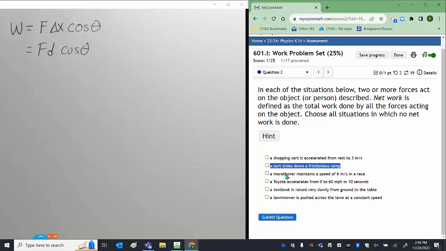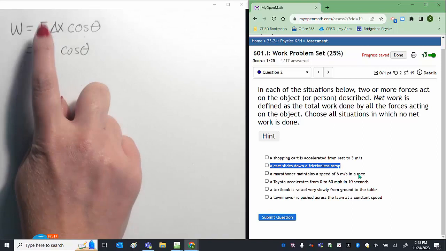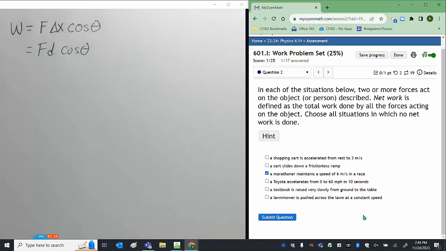The next one says a marathoner maintains a speed of 6 meters per second in a race. If you have constant speed, then you're going to have a net force of 0. And if you have a net force of 0, according to this equation, if this is F net, then of course you would have 0 work. And so any situation where you have constant velocity is going to be a situation in which there is 0 net work. A Toyota accelerates from 0 to 60 in 10 seconds. Again, if you have acceleration, you have net force, and therefore you have net work. So we will not be selecting that one.